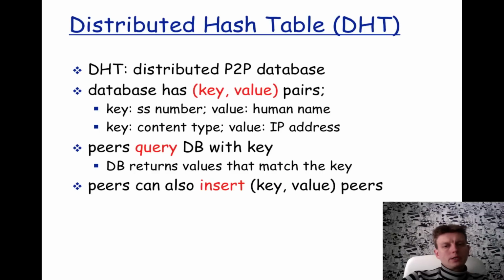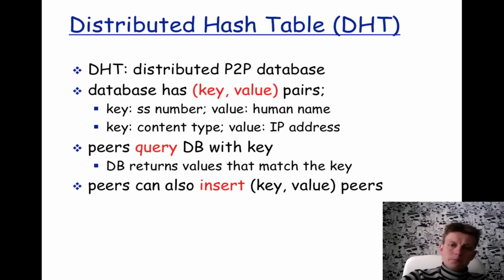Distributed hash tables, on the other hand, are an alternative way for efficient indexing and searching of information in peer-to-peer networks. A DHT is a distributed peer-to-peer database. As any database, it keeps key-value pairs. So what is a key? A key is something that identifies the value. An example of a key would be a social security number, with the value being the name of the person registered with this social security number.